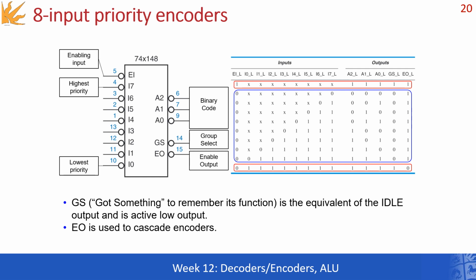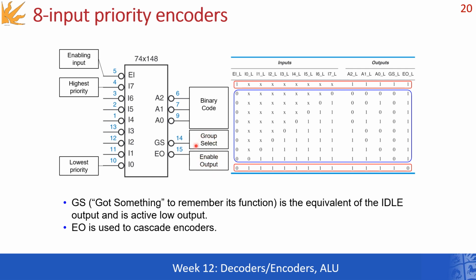As you can see, the inputs over here imply priority. The highest priority is in I7, which has a higher priority compared to I6, and so forth, all the way to I0. You also have an enabling input. And as a result, you get 3 outputs here as a binary code. Then you got something called the group select. You can try to remember it as got something, which is the equivalent to the idle state. And of course, you got the enable output.